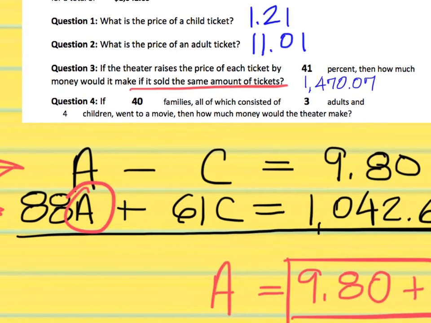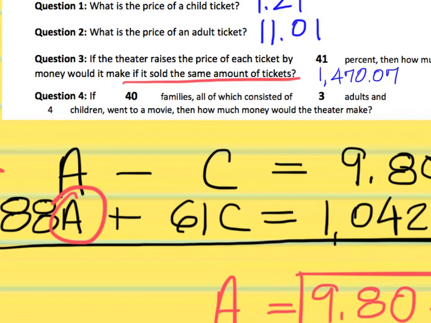Next up, question number 4. If 40 families, all of which consisted of 3 adults and 4 children, went to a movie, then how much money would the theater make? So you have 40 families. Each family has 3 adults in it. How many adults are going to the movies on that night? 120. 40 times 3. That's 120 adults.